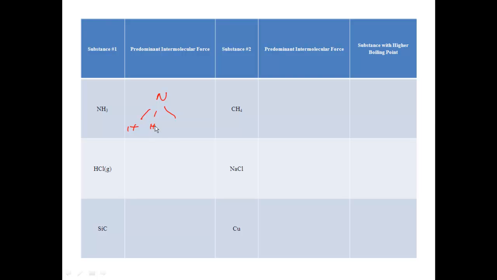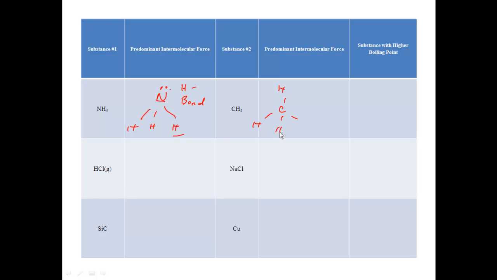NH3 is going to look like this. So that means it's going to be polar, so this is a dipole. But remember that when you have hydrogen bonding, it has to be either an N, an O, or an F. So we're going to call this one hydrogen bonding, which is pretty small, pretty tight, pretty good. CH4 is going to be completely nonpolar.